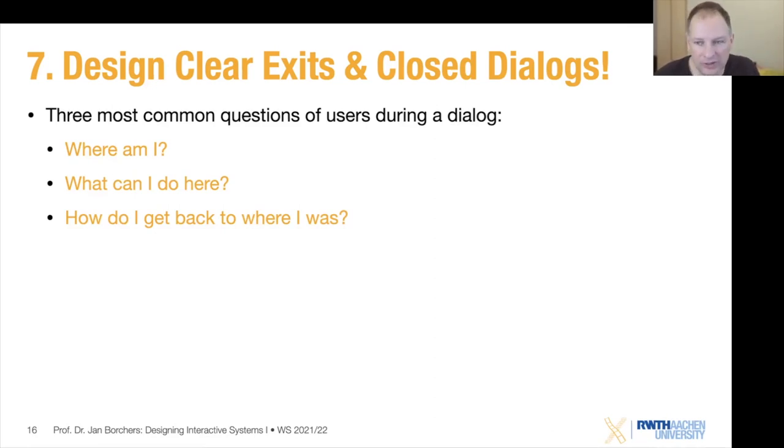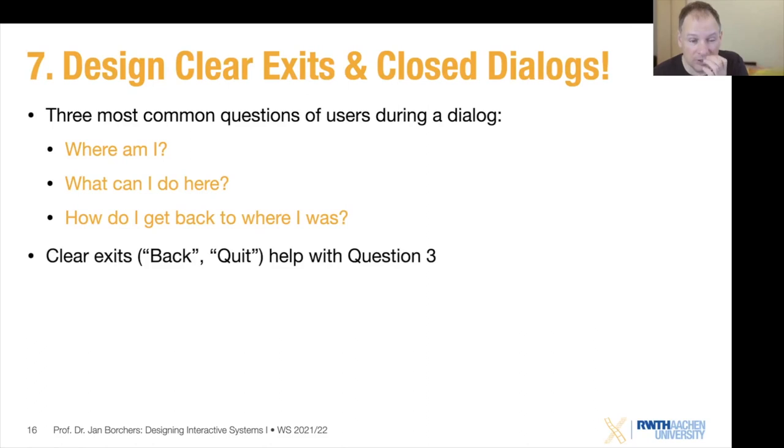How can we help with these? Well, with number one, we know, where am I? And also number two, what can I do here? We can address these with visibility and affordances and those kind of good natural mappings, et cetera, right? And also, where am I? You can also provide decent feedback to users, knowing that they enter a new state in an application. But how do I get back to where I was? That's one that isn't as easy to address with these rules that we already know.